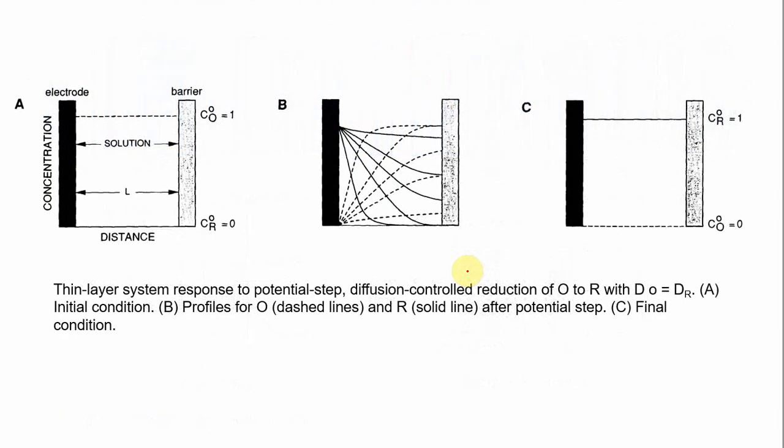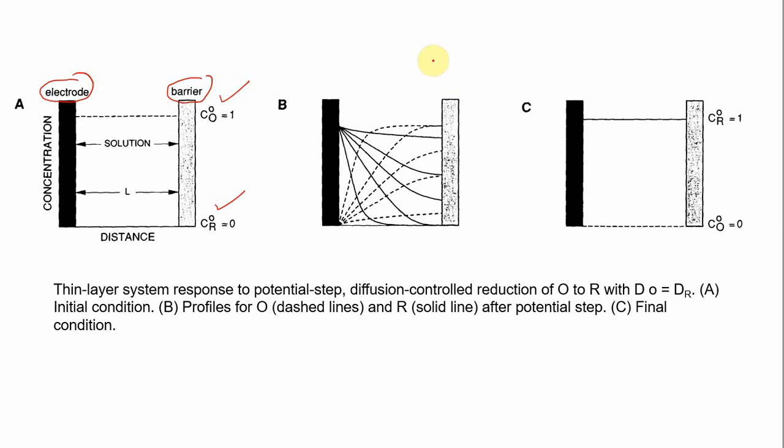Now if we move forward, here we have a view of barriers that are applied. Here we can see that in A we have this electrode present over here, and then we have this barrier present over here, and then there is this distance between the electrode and the barrier which is given by L, and between this distance solution is present. This solution obviously consists, initially at zero time, of all the concentration of the oxidized species, and there is no concentration of reduced species present.